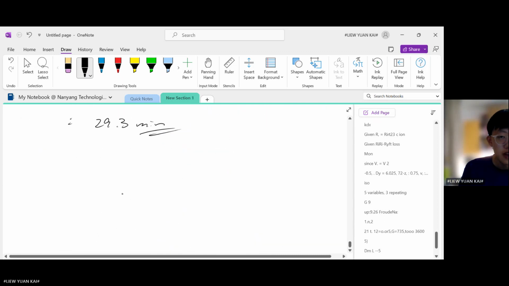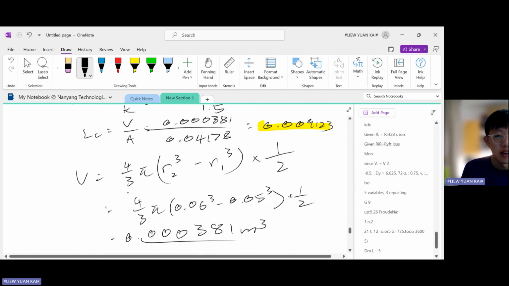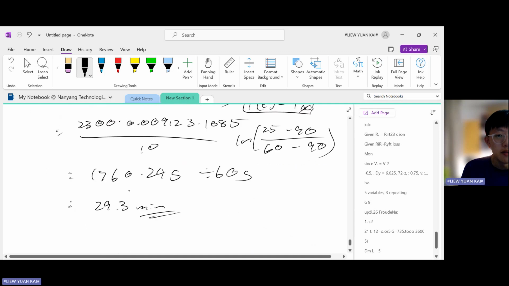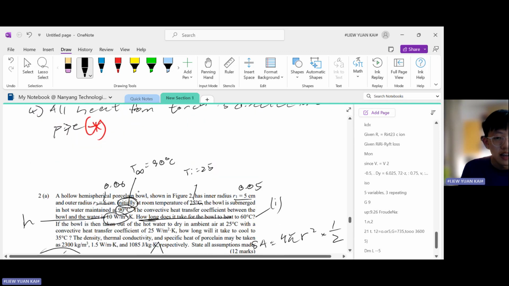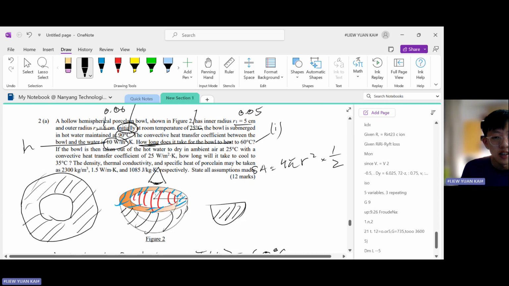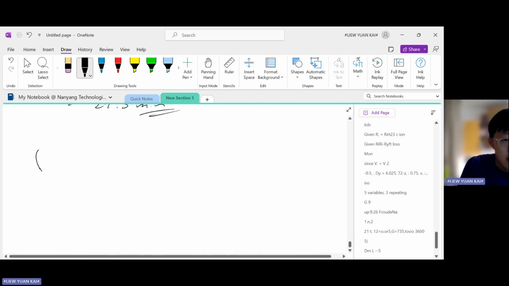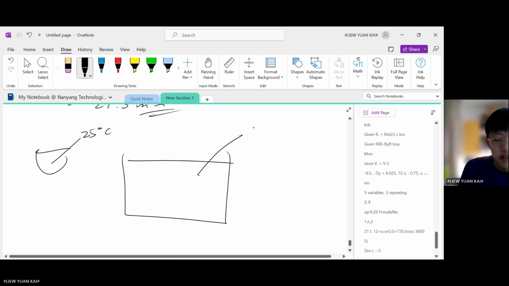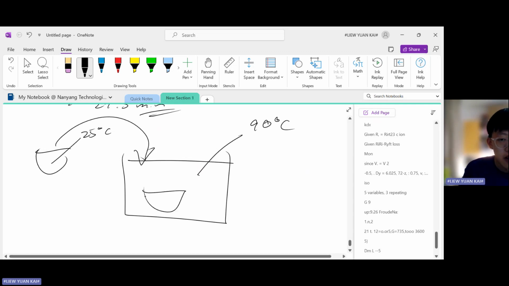So you need to understand what the problem is now. Remember at first, we have this porcelain bowl at 25 degrees Celsius, right? And then we have a big tank of water whose temperature is maintained at 90 degrees Celsius. So what we do is we dump this bowl in, and at first it is 25 degrees Celsius.